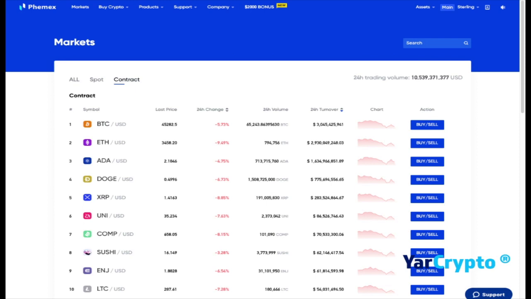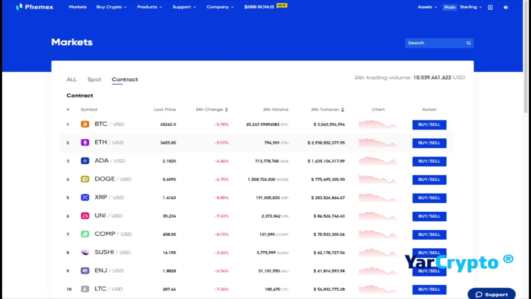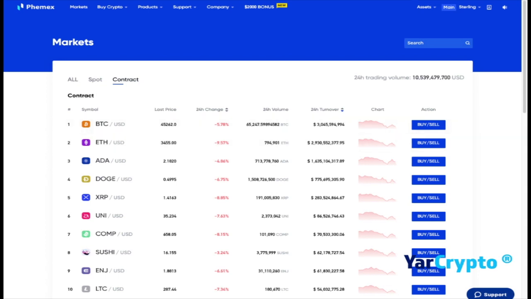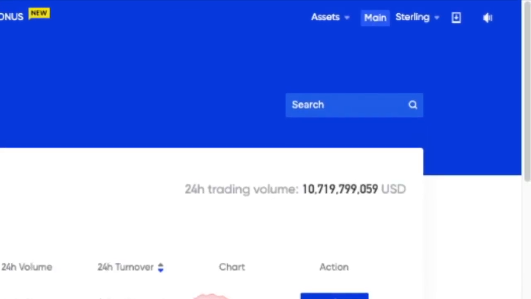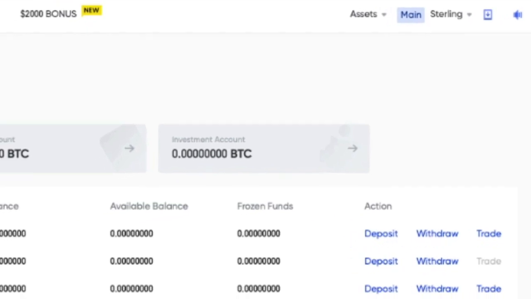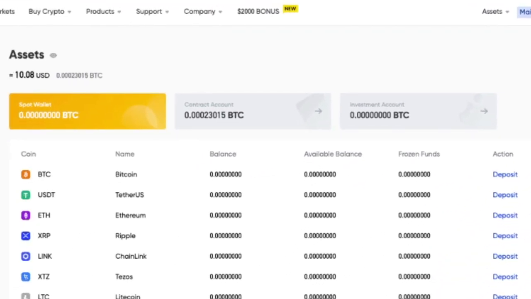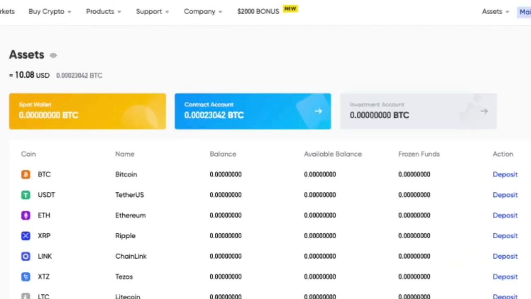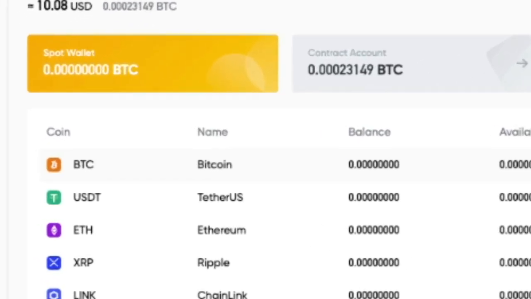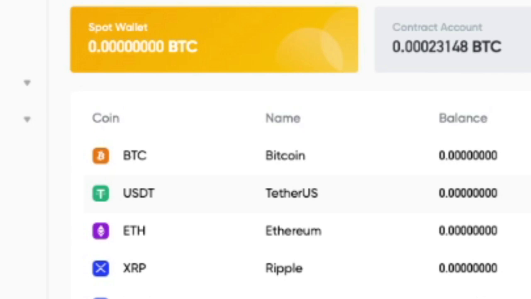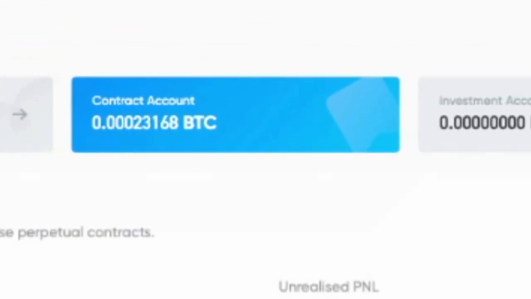You could start leverage trading by going to the contract market. Before you get started, you're going to need to fund your account. In order to do that, you will need to fund your spot wallet first. Simply go up to the top right corner and click Assets. Now, you will see Spot Wallet, Contract Wallet, and Investment Account. So what we're going to need to do is deposit funds into our Spot Wallet, either BTC or USDT.